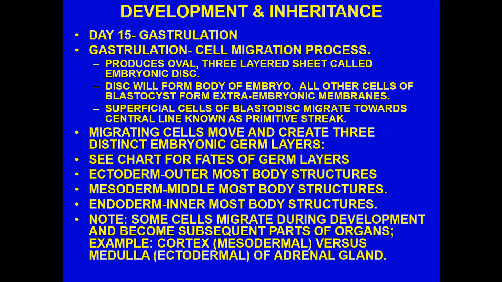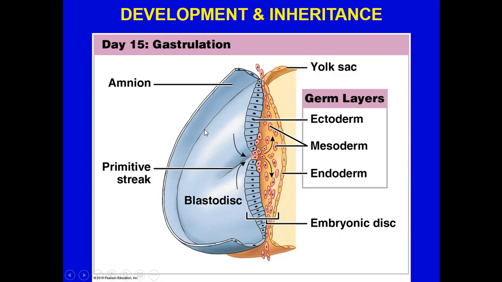Now, here is this. We have the amnion here. We have the primitive streak here. We have the blastodisc.